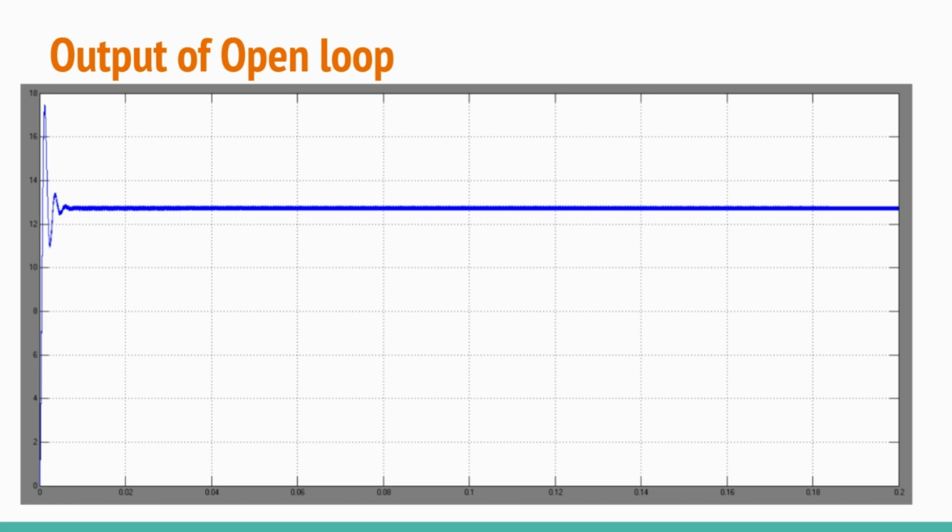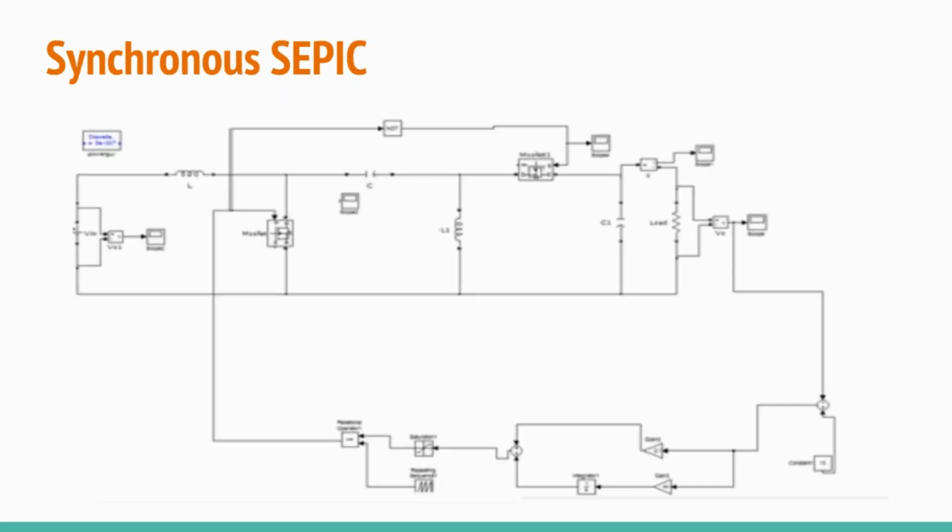So that's why, to get an effective output, we are going for the closed loop synchronous SEPIC. This is a complete closed loop one, which is why it is also named synchronous SEPIC. Why is it called synchronous SEPIC? The concept is the same: the SEPIC steps the voltage up or down depending upon requirement, but the output is controlled by this PWM controller.